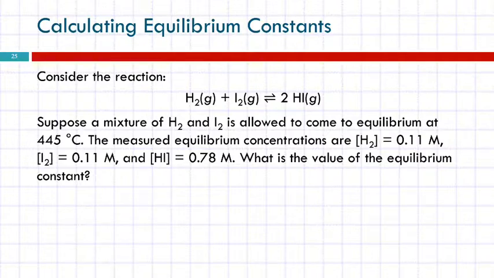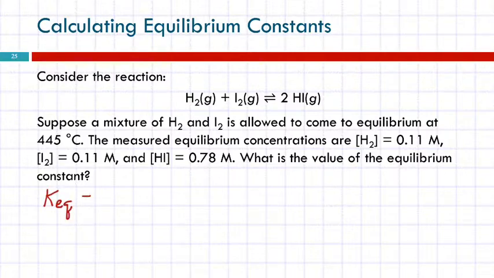This is, in a word problem, how they determine what those equilibrium constants are. They actually do the reaction, they measure the concentrations of all the reactants and products, and then you throw it into the equilibrium expression. So the first thing we have to do is write the equilibrium expression for this reaction.